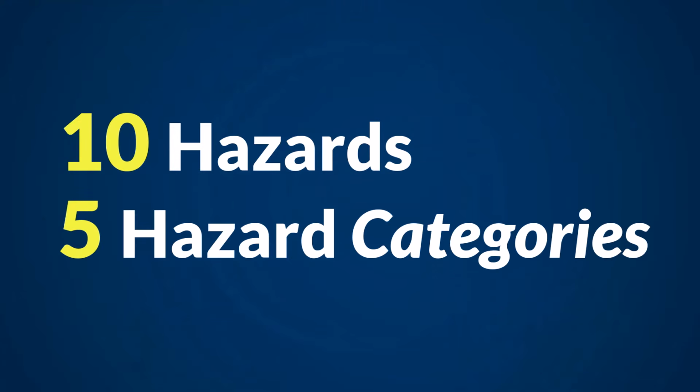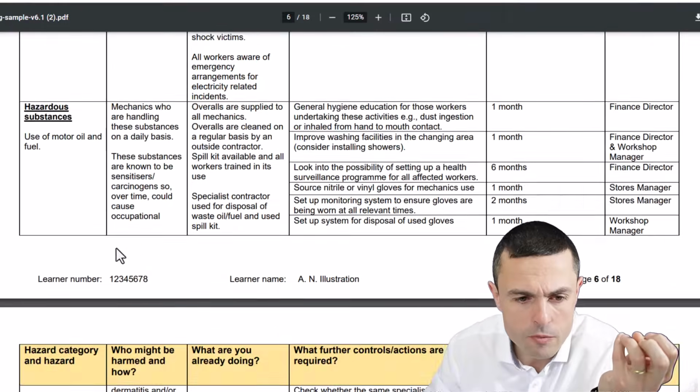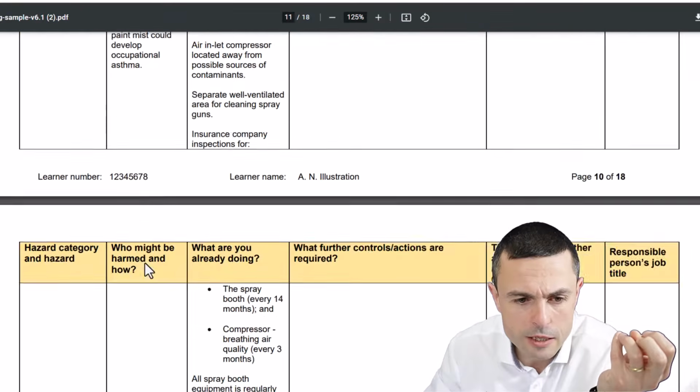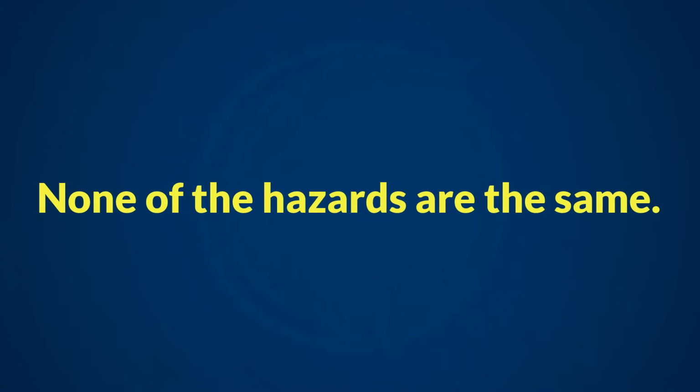You need at least 10 different hazards from 5 hazard categories. So 1, 2, 3, 4, 5, 6, 7, 8, 9, 10, 11, 12, 13. 13 hazards in total, covering a wide range of different categories. There's way more than 5 categories in there. So that's the first thing. It's also worth noting that none of the hazards are the same. There are no duplicate hazards.